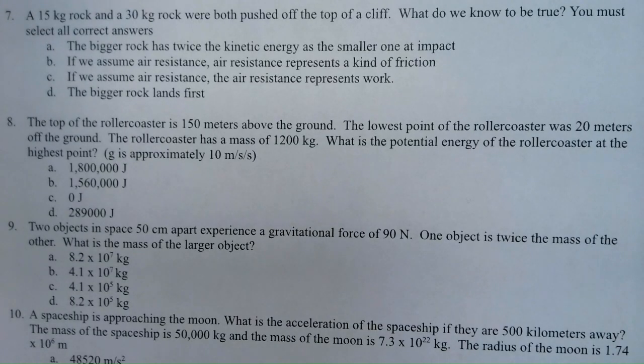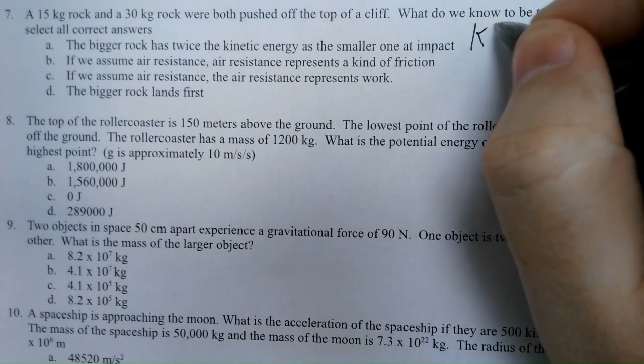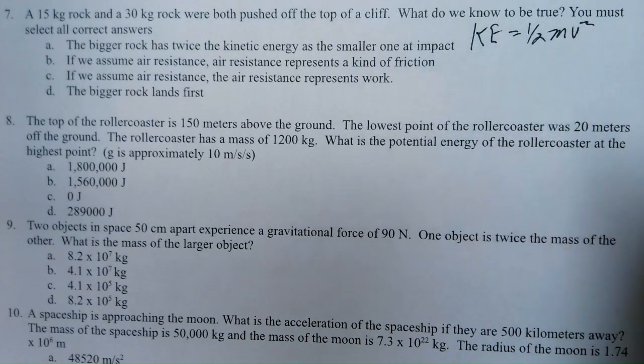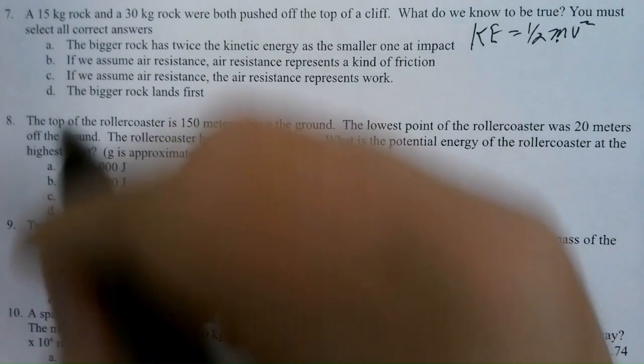We have a 15 kilogram rock and a 30 kilogram rock that were pushed off the top of a cliff. What do we know to be true? Select all the correct answers. All right, the first one is the bigger rock has twice the kinetic energy of the smaller rock. So what is our formula for kinetic energy? Kinetic energy is 1/2 mv squared. So if we have twice the mass, are we going to have twice the kinetic energy? Yes, we are.